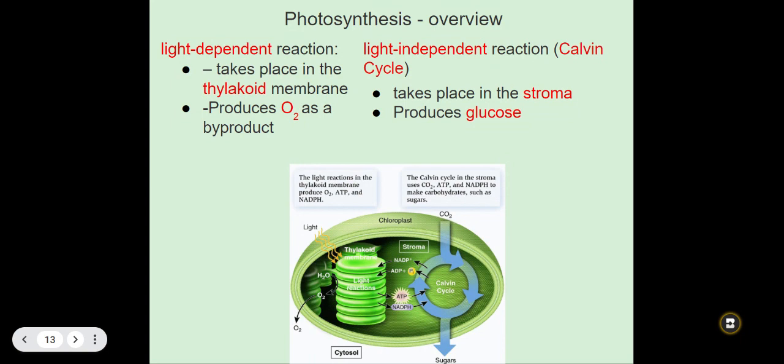All right, the light dependent reactions are called photosystems. So they are systems that require light in order to run, and they will take place in the thylakoid membrane. That is the area in the thylakoid, inside the chloroplast, and the thylakoid membrane is, at least in part, going to produce oxygen as a byproduct.